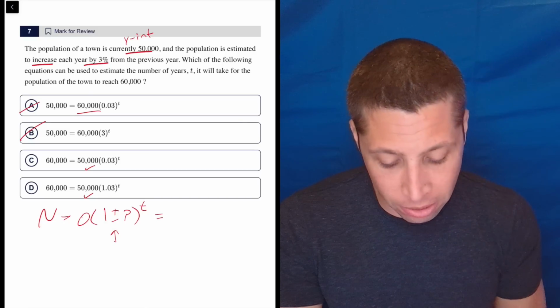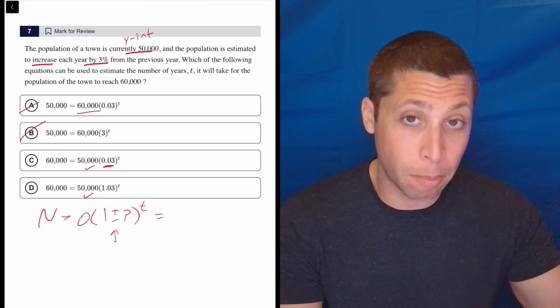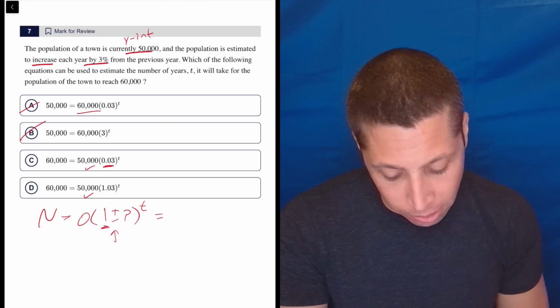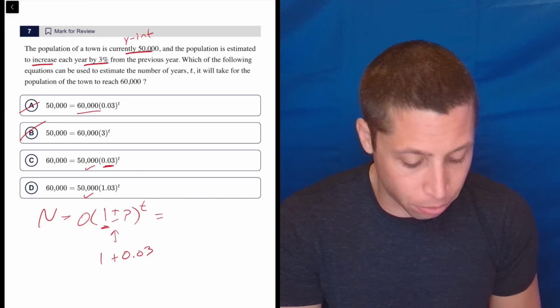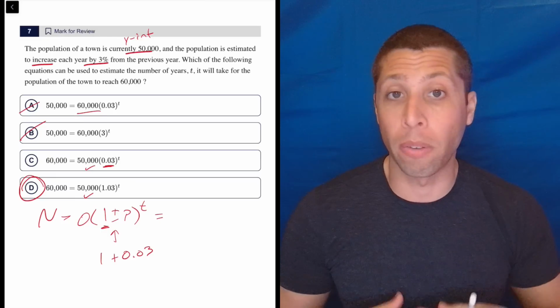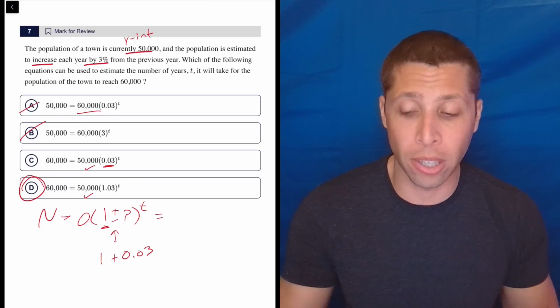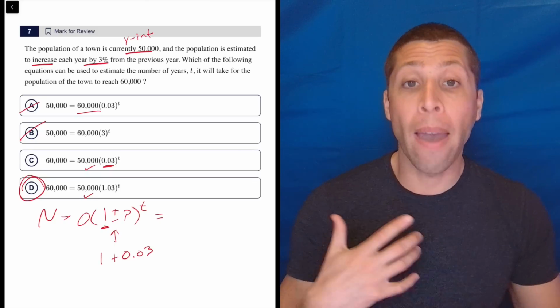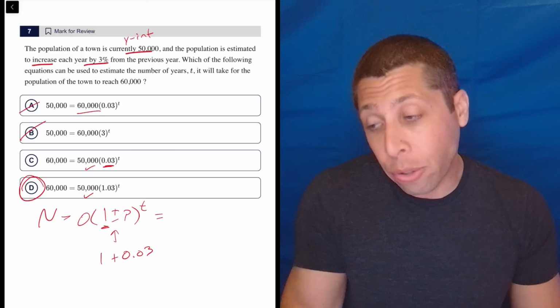Well, they talk about an increase and they talk about 3%. So we don't want it to just be 3%. We want to increase by the 3% based on the 1. So it's 1 plus 0.03. That's where 1.03 comes from. And that's basically true of any exponential equation: we have that 1 plus or minus that we have to deal with. And they're going to try to get you to forget about it.